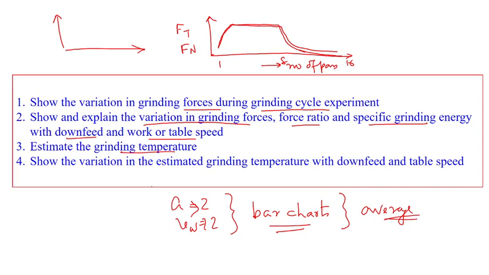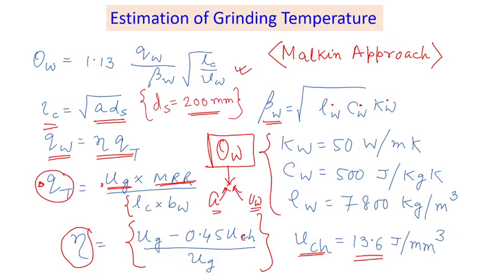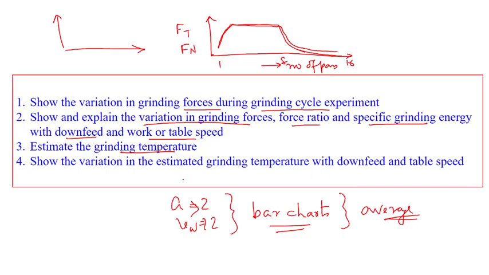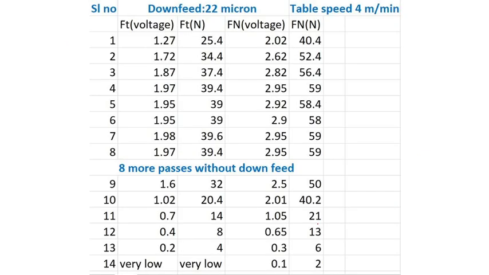Then estimate grinding temperature. Just by using this particular model, you estimate temperature and show the variation of grinding temperature with respect to downfeed and table speed. Now let us have a look at the data. So this is your objective number 1, that is to capture the concept of grinding cycle.